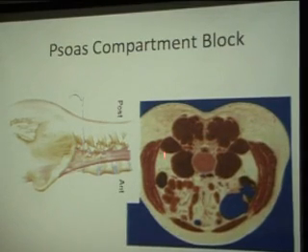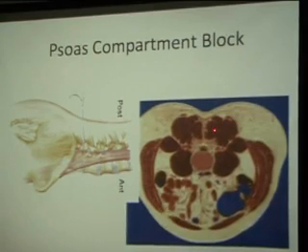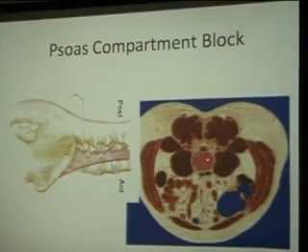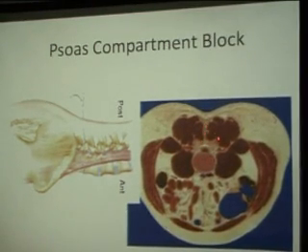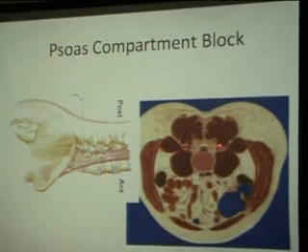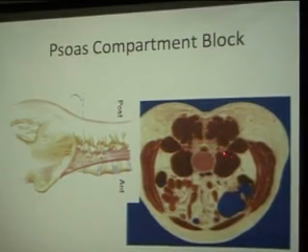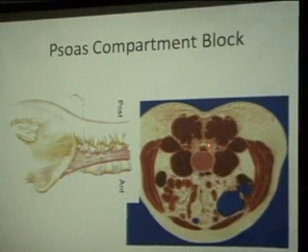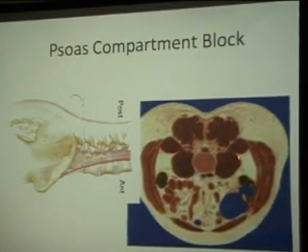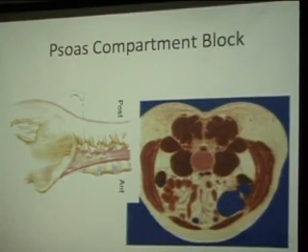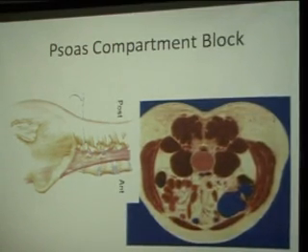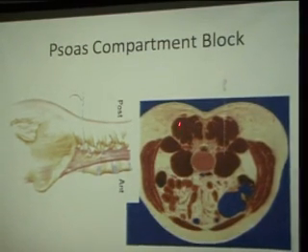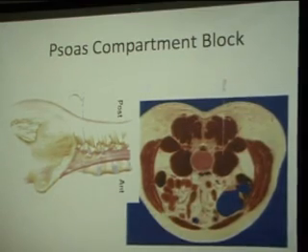This is just another view, a cross section of the lumbar plexus area. Here are the erector spinae muscles. This is the lumbar vertebrae. This is the transverse process. Sorry, the spinous process. The transverse process is here. Here's the psoas compartment, and the nerves come out from the intervertebral foramen, and over here in the substance of the psoas muscle, they form the lumbar plexus. Essentially, to do the block, you have to drive your needle right into the psoas muscle to get the lumbar plexus block.